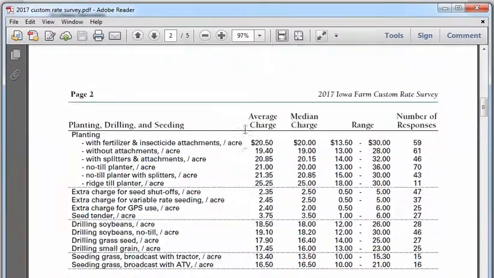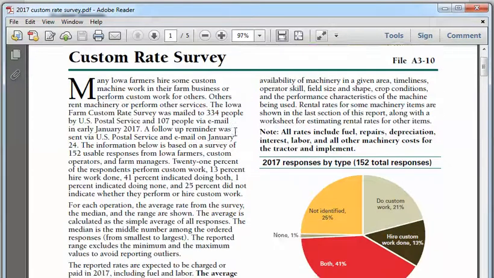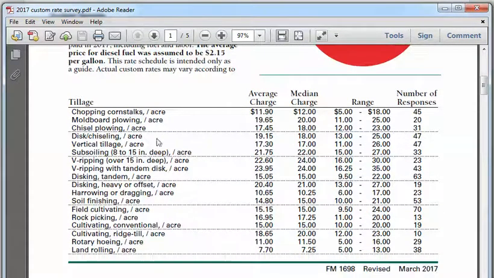You should have one in your packet, but it's also available to you in Brightspace, or just go to Ag Decision Maker. It's updated every single year. I am making this video in the year 2017, therefore I'm using the 2017 custom rate survey. And it's pretty simple. You just go through the listing of machinery operations and then use the average charge.